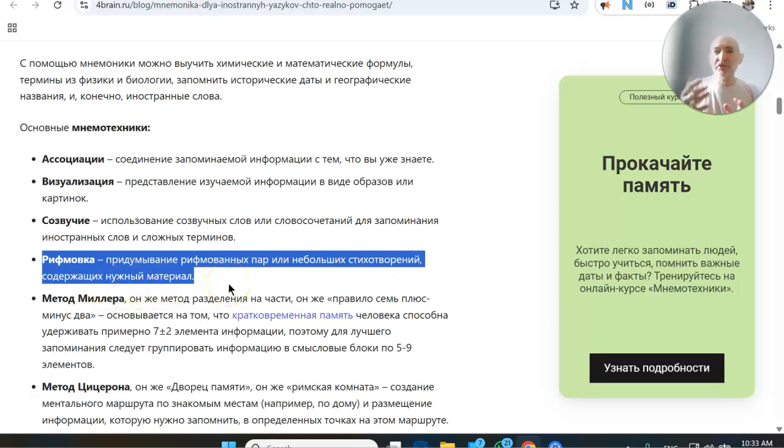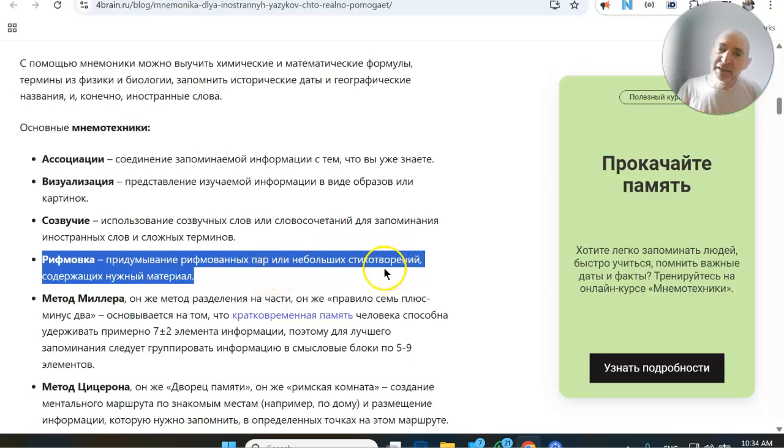So, рифмовка means rhyming, making rhymes. And that's a noun. And rhyming as an adjective would be рифмованный, or in plural, рифмованных. And придумывание means making up, or inventing. So, придумывание рифмованных пар would mean the making up, or producing, inventing, of the rhyming couples, because пара means couple, so meaning couples of words.